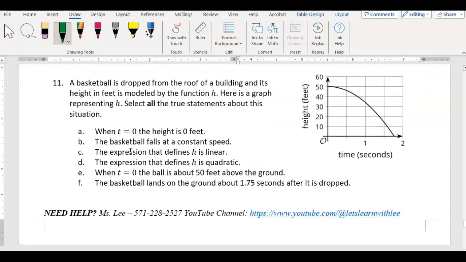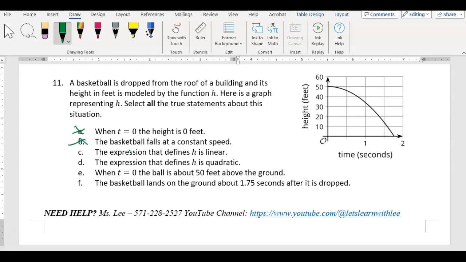Number 11, our last problem. A basketball is dropped from the roof of a building and its height in feet is modeled by the function h. Here is a graph representing h. Select all the true statements about this situation. When t equals 0, the height is 0 feet. So at time 0, the height is 50 feet. That is not true.